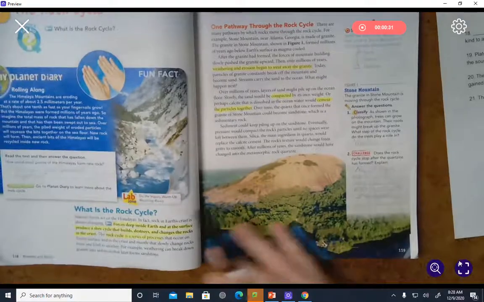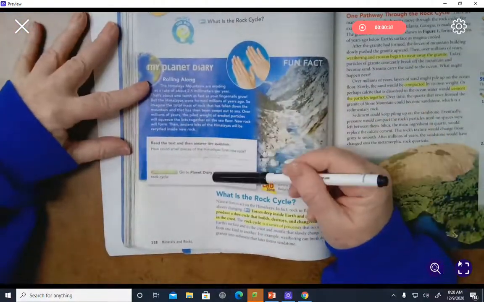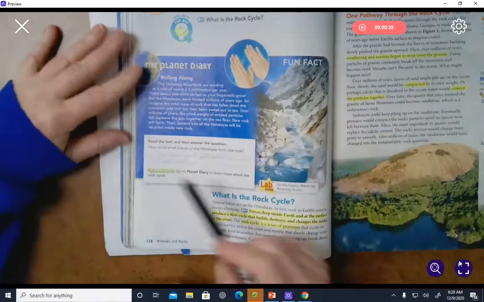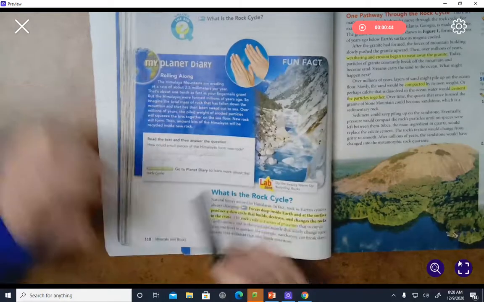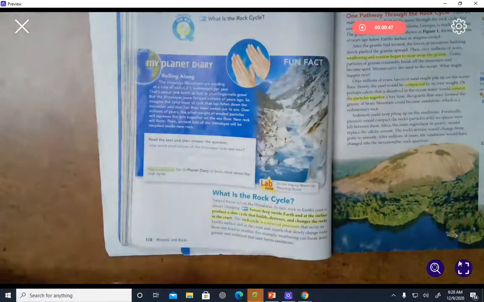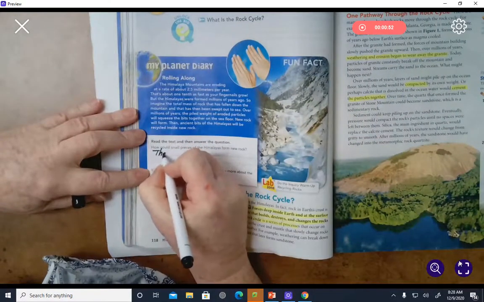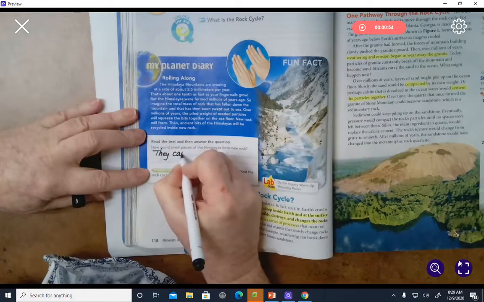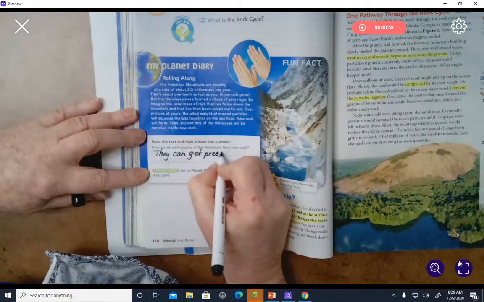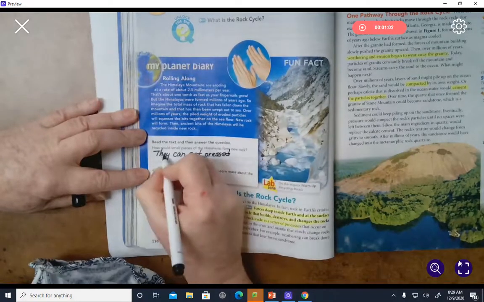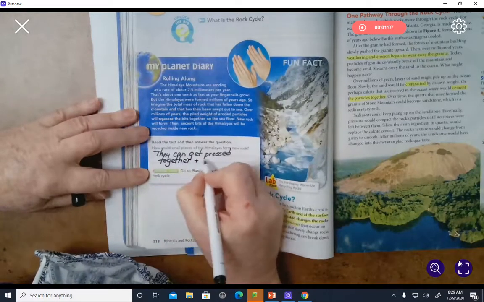I'm going to go over it in marker as I read it because I know it's hard to see. How could small pieces of the Himalayas form new rock after it was weathered and eroded off of the mountaintop over millions of years? And I think that they can get pressed together and form new rock.